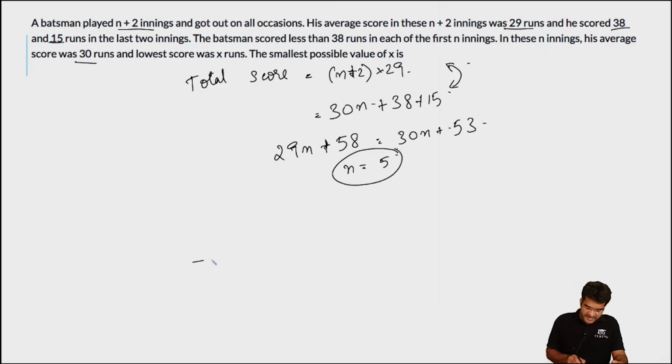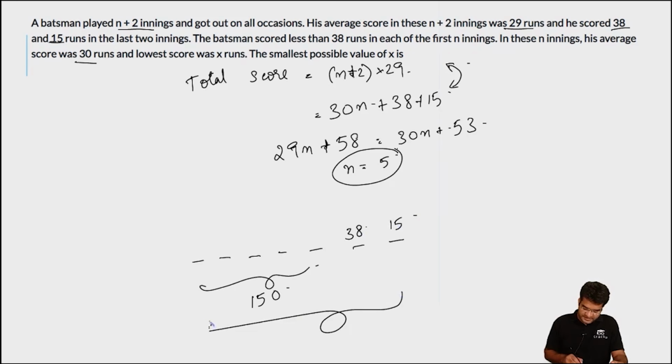So the batsman has batted for 5 plus 2, that is 7 innings, and in the first 5 innings his average score was 30, so his total score over here is 150, and in the last 2 innings he has scored 38 and 15, so his total score across the 7 innings is 203, which is 29 times 7. In the first 5 innings we are told that in none of these innings he has scored 38 runs. So his score in all of these 5 innings is less than 38, and his least score in this innings is x. Let us assume that he has scored x in one of these 5 innings.